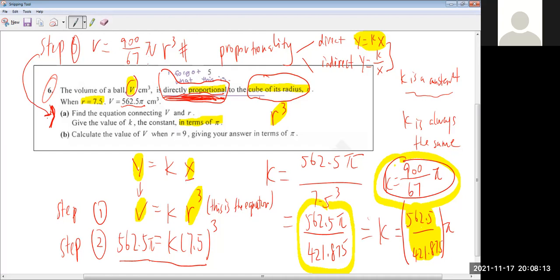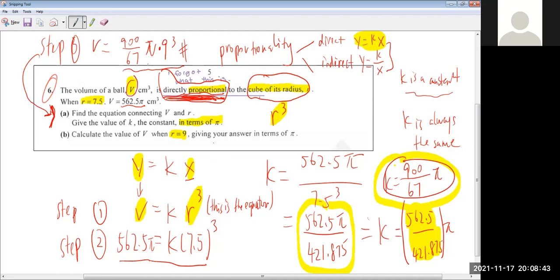Then with this, of course it's very simple to get B already, because now what they say is R equals 9. So what you do is just replace R with 9, and then just use your calculator. By the way, this is a times. So you just key in 900 over 67 times pi.